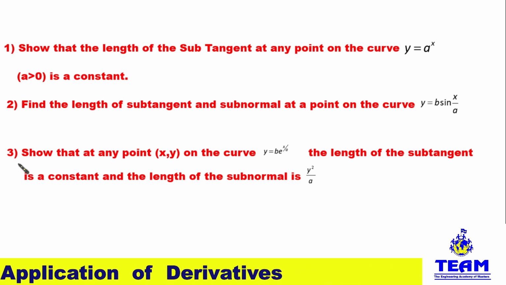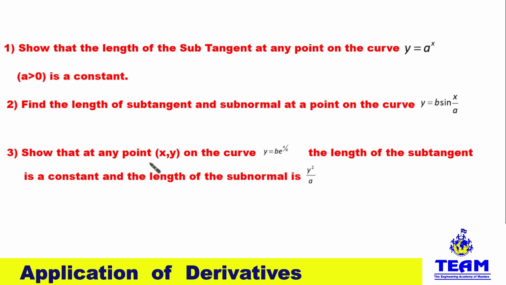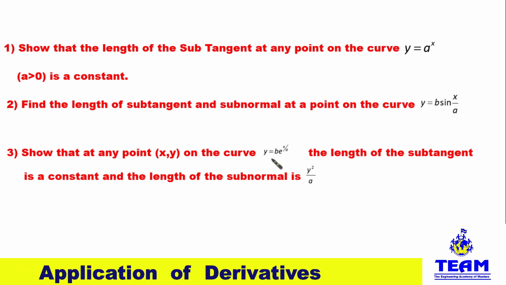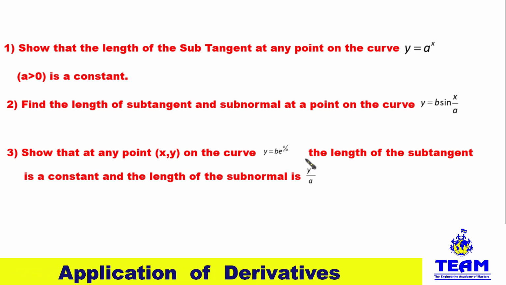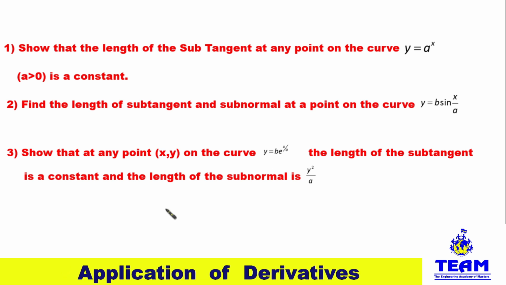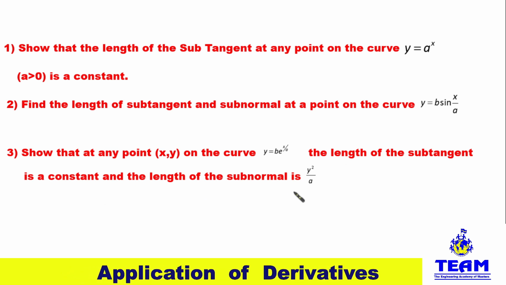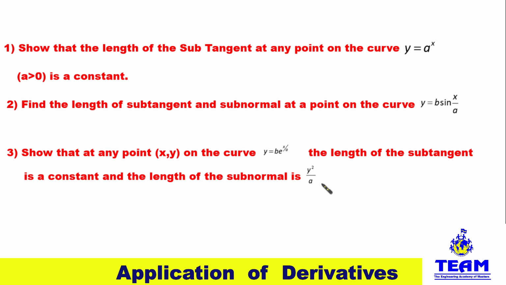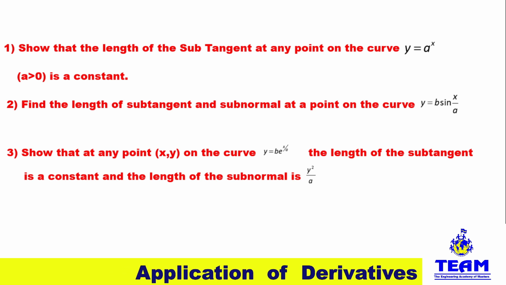Now the third problem is show that at any point (x, y) on the curve y is equal to b e to the power of x by a, the length of subtangent is a constant and length of subnormal is y square by a. So these three problems now we are going to solve in this video.